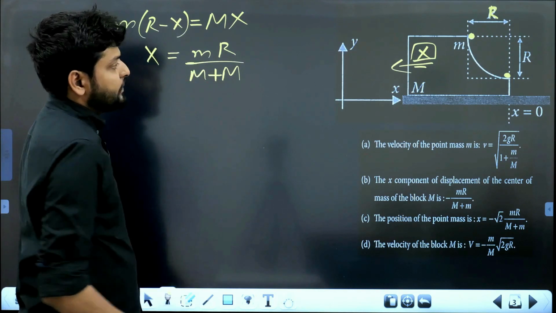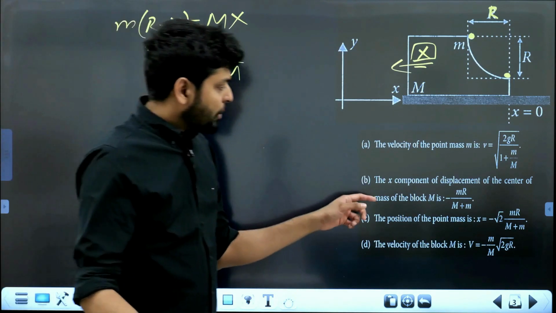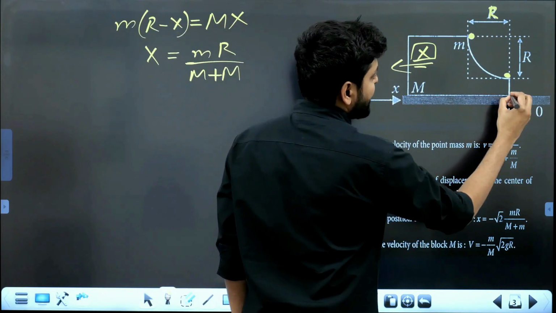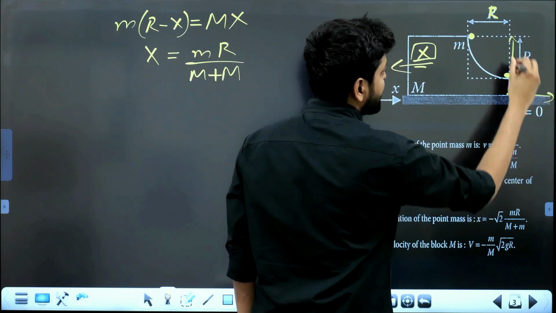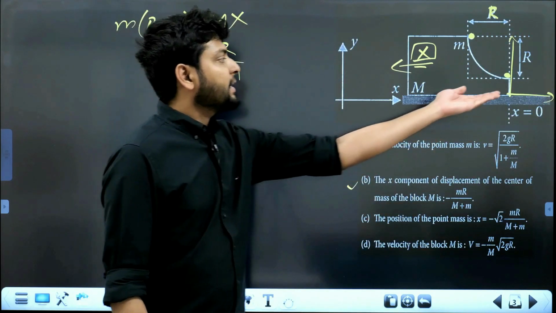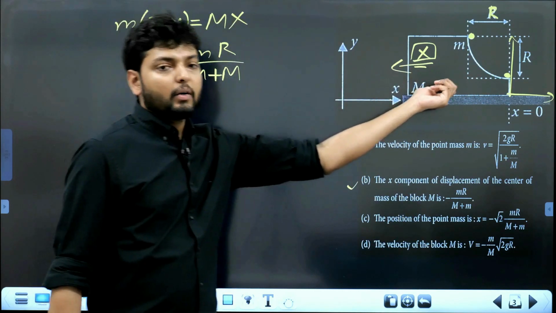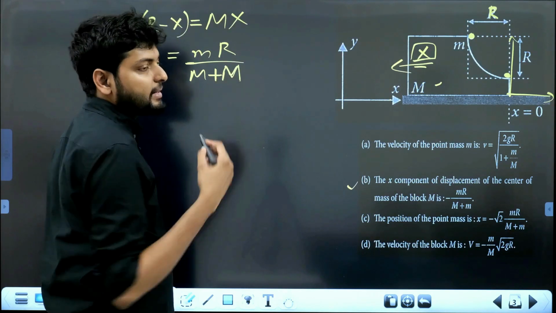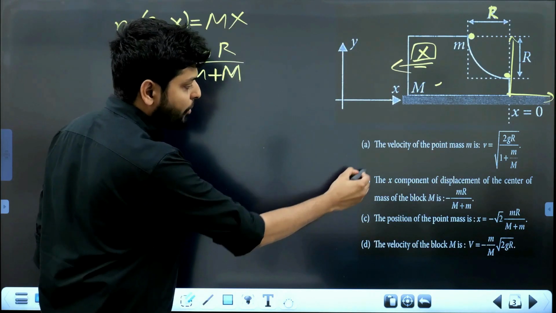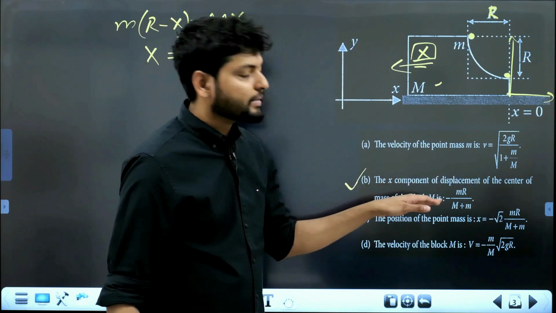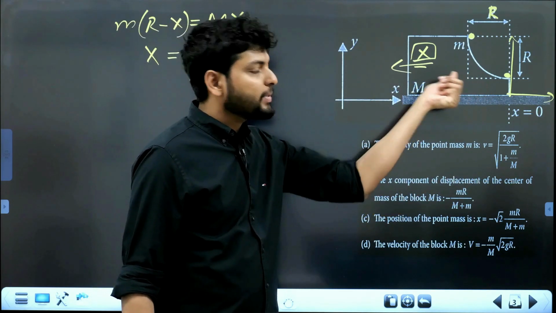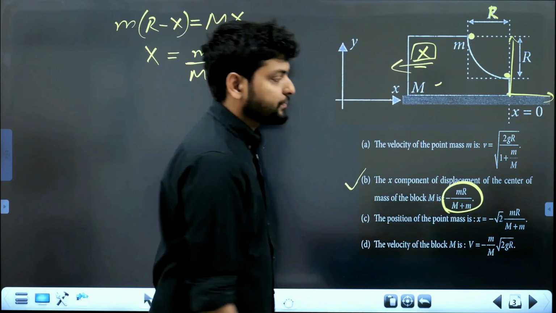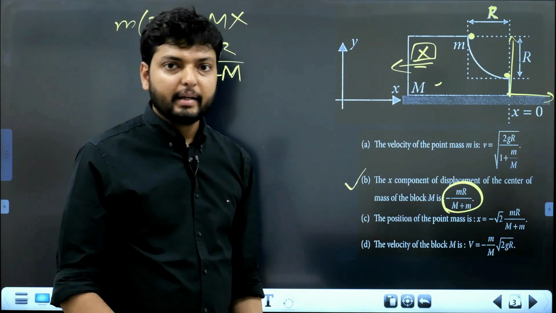This is what I'll get. So the minus sign in the option will come because we have taken the axis like this. This is the positive x-axis, this is the positive y-axis. We have taken x positive as along the negative direction. So considering the sign, the x component of displacement of the center of mass of the block, that is how much the block has been displaced, is given by minus mr by m plus n, right?